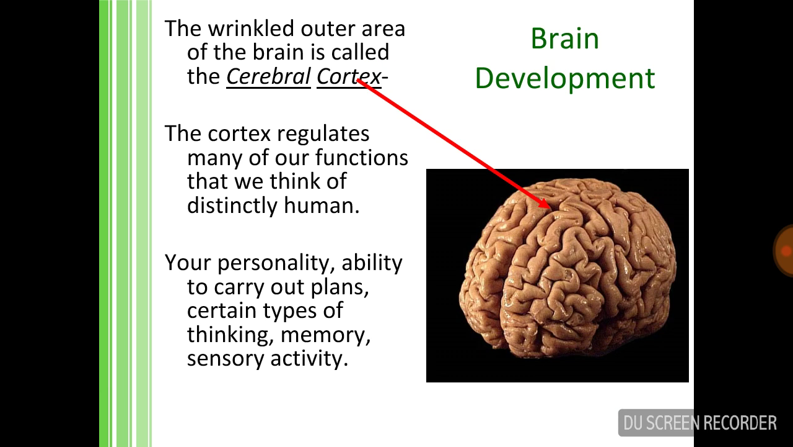Now, brain development. The wrinkled outer area of the brain is called the cerebral cortex. The cortex regulates many of our functions that we think of as distinctly human: your personality, ability to carry out plans, certain types of thinking, memory, sensory activity.